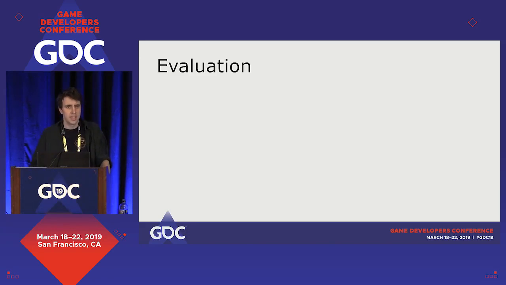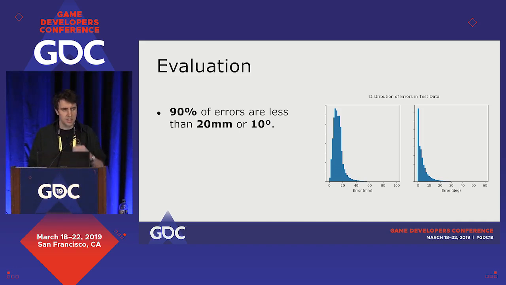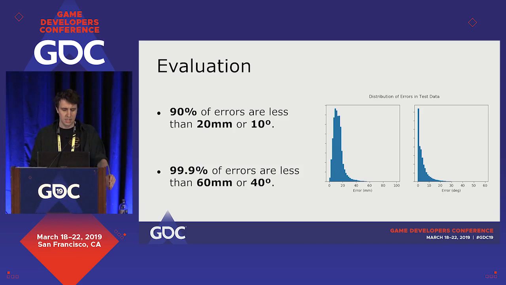So we tried to do an evaluation of this method to see how it was doing. One thing we did was plot the distribution of the errors. In this plot, you can see that about 90% of the errors are less than 20 millimeters or 10 degrees. 99.9% of the errors are less than 60 millimeters or 40 degrees. These numbers don't really give you a true sense of how it's behaving, so I'll show you some examples.